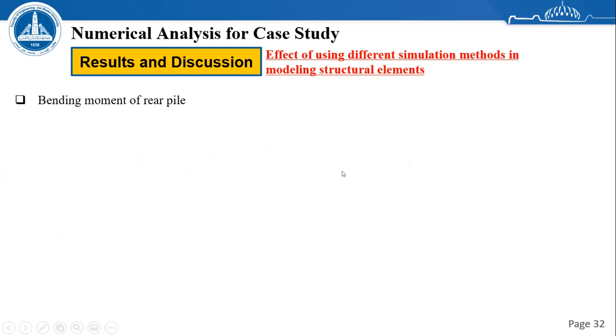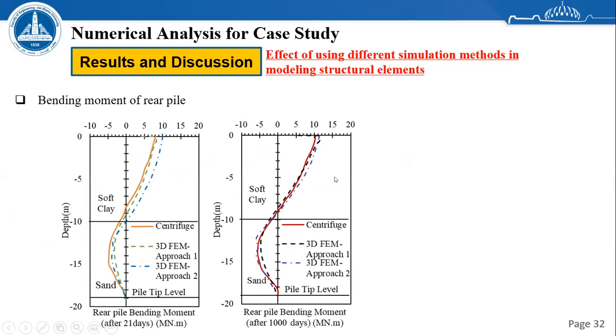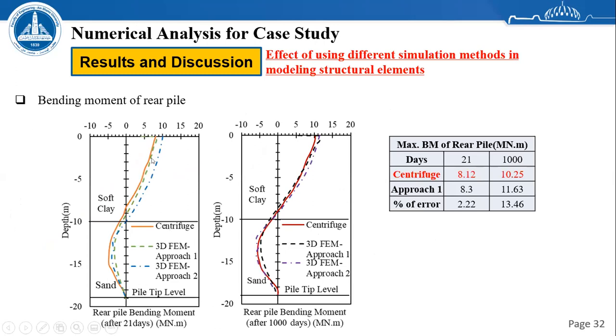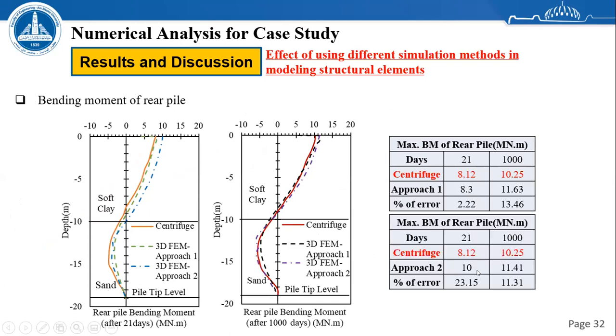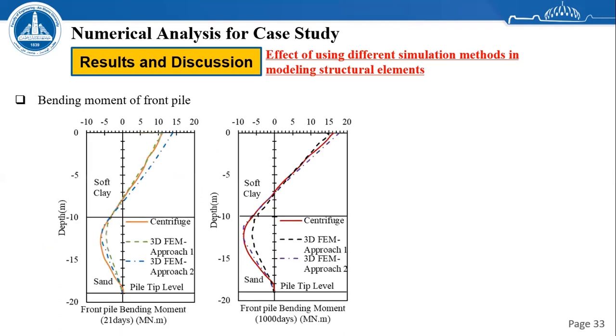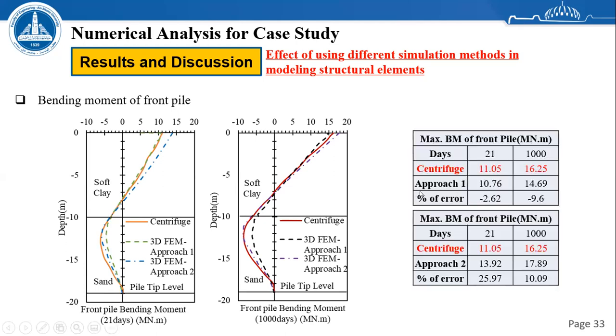We also use the value of the bending moment of the pile, in the front pile. For the bending moment, we can see here the good agreement between the centrifuge modeling and the numerical modeling, either using approach one or approach two in the comparison. The maximum percentage of error in approach one was 13.4 at 1,000 days, while the maximum percentage of error in approach two was 23%. Also for the bending moment of the front piles, there is a good agreement between the centrifuge modeling and the numerical modeling, with the maximum percentage of error in approach two equal to 26% at 21 days.